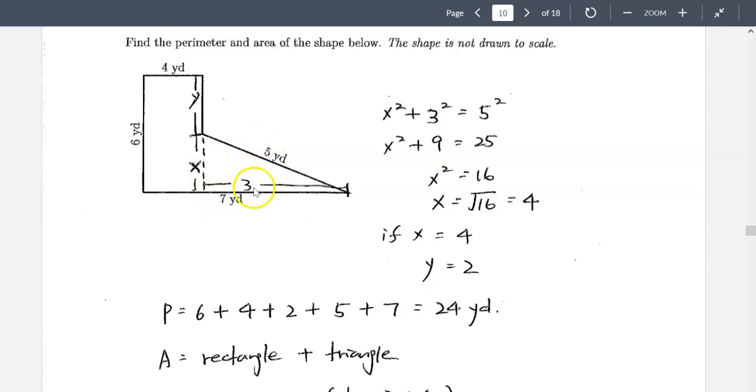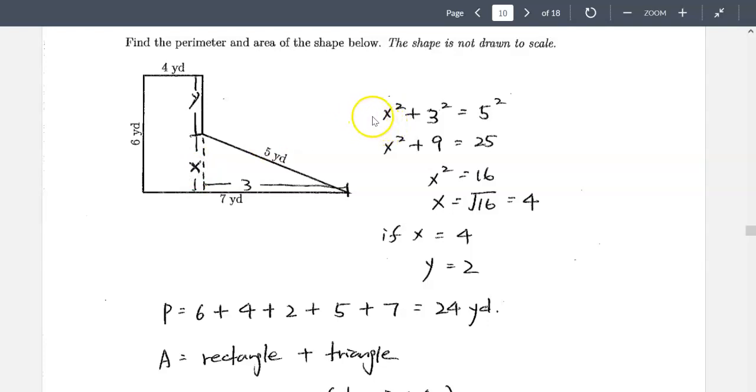If you look at this, there are a couple of things we need to know. So if you have a 7 on the bottom here, and then you have 4 on top here, if you take 7 minus 4, that's how we know the bottom of this triangle here is 3. Now, if you're looking at this triangle only, don't look at the rectangle yet. You have 3 on one side, 5, which is the hypotenuse, and a missing x. So let's solve for x first.